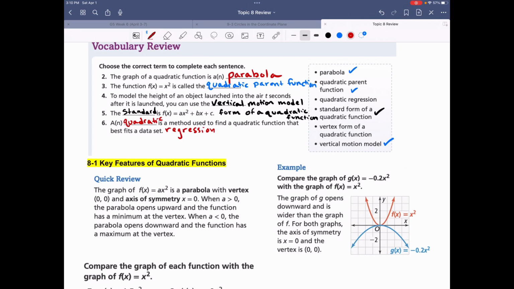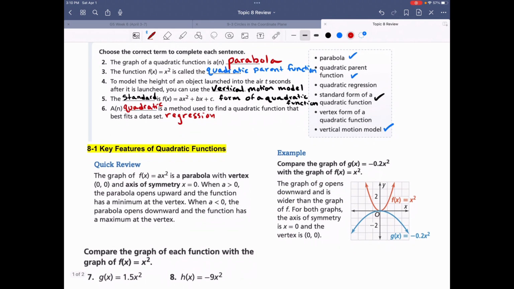All right, for section 8.1, we talked about parabolas. We talked about the vertex being at 0, 0 if it's this function, and the axis of symmetry being x equals 0. We also talked about when a is positive, it opens upward. And when a is negative, it opens downward. And when it opens upward, there's a minimum, and when it opens downward, there is a maximum.